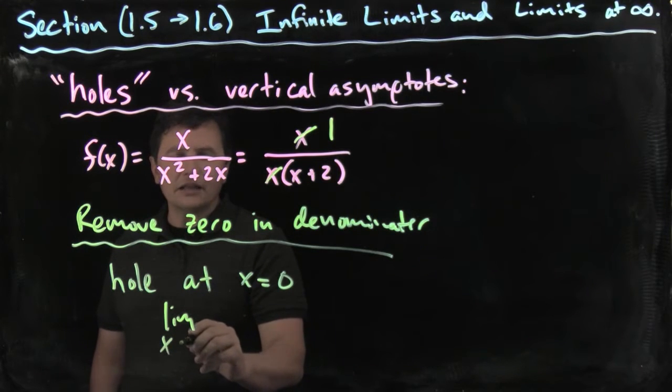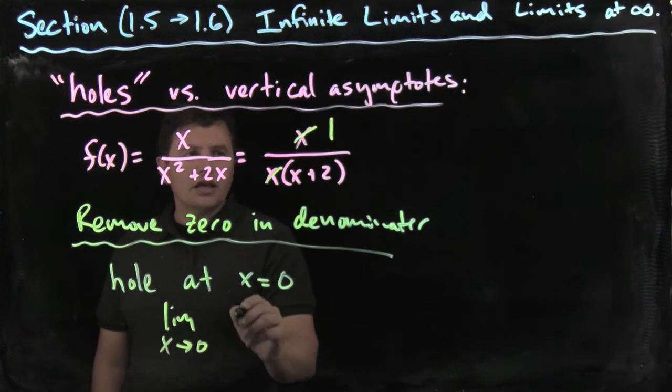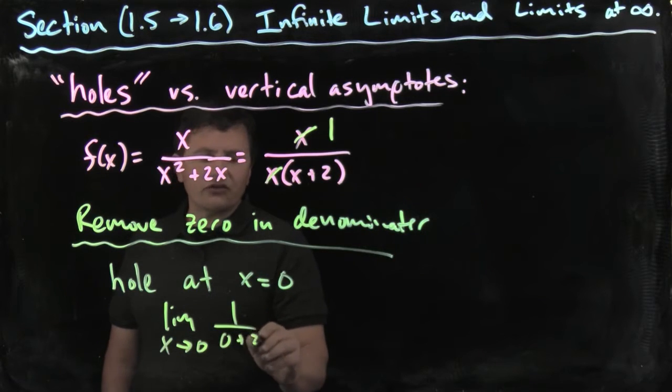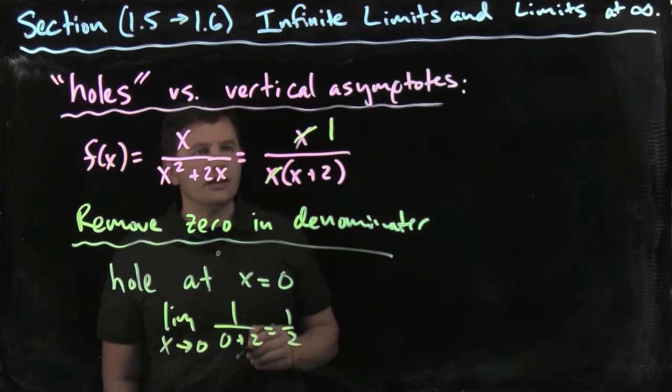So we can still find the limit as x approaches 0. It's going to be 1 over 0 plus 2, which is equal to 1/2. So the limit still exists.